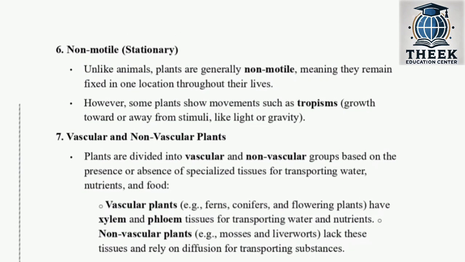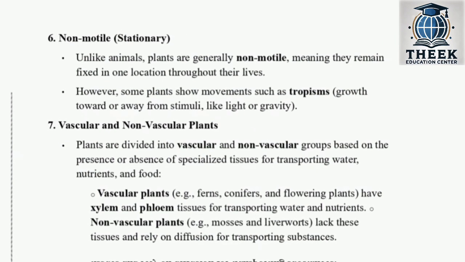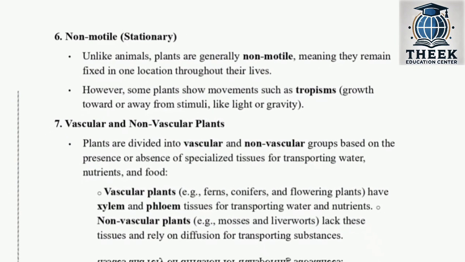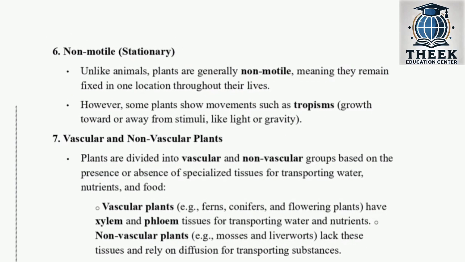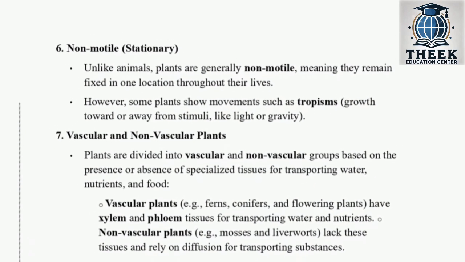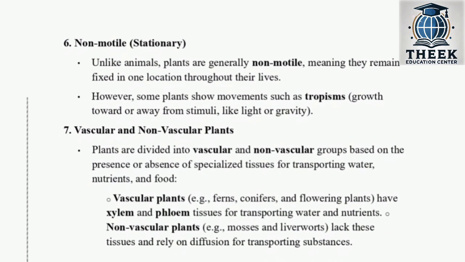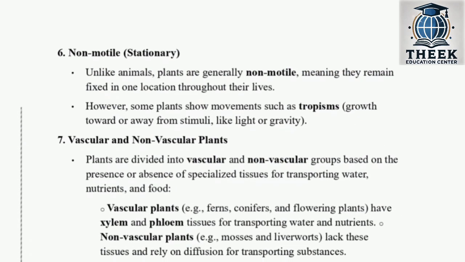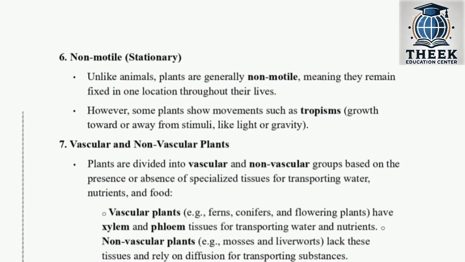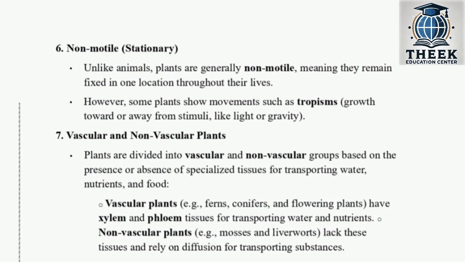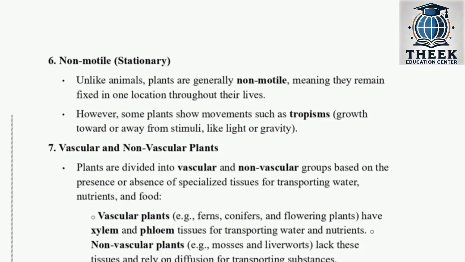Unlike animals, plants are generally non-motile, meaning they remain fixed in one location throughout their lives. However, some plants show movements such as tropisms, that is growth toward or away from stimuli like light or gravity, and that's how plants respond to movement. They also respond through pollination, where plants of the same species may pollinate and grow in a certain region away from the parent plant.